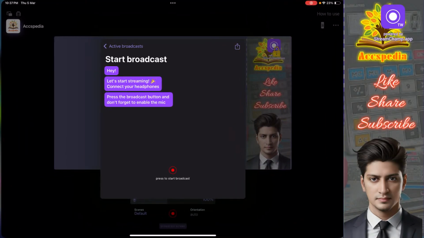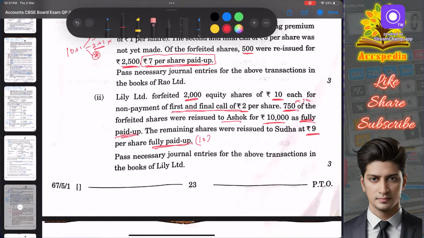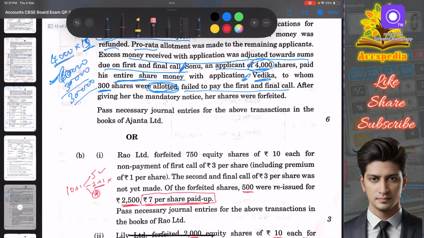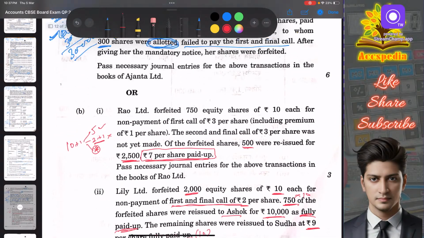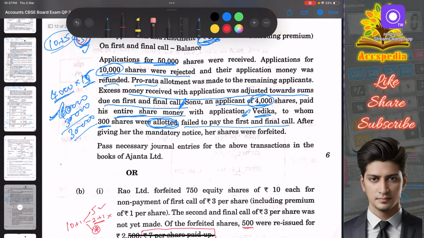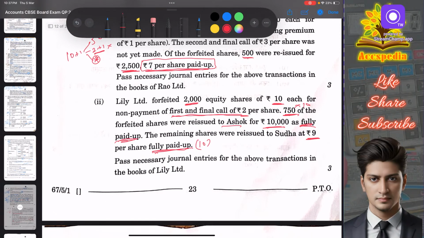So this question is over. That is question number 25, the two forfeiture questions. The forfeiture entry is a little bit easier than this one, because this one had just information. It became a little bit difficult. Last year also they included the same sum, exactly the same sum, with different values.